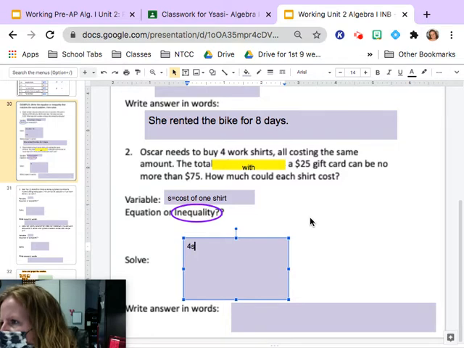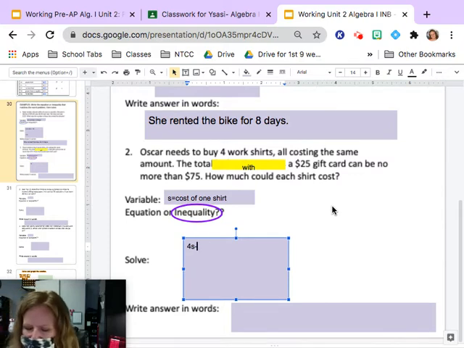So the total out of pocket. So is it plus the 25 or minus the 25? It's kind of a confusing wording. I think I messed up on the wording there. But what I was hoping for is that you would have the 4 work shirts, and then you would subtract the $25 gift card, and could be no more than, what is that? Less than or equal to 75. But I really need to put a better symbol than that.